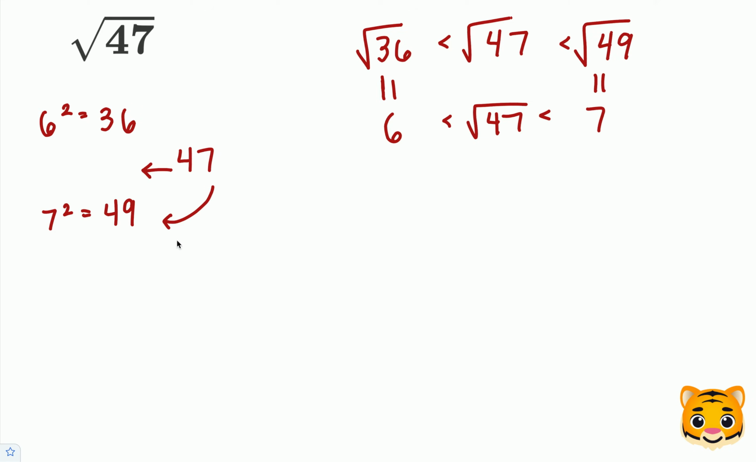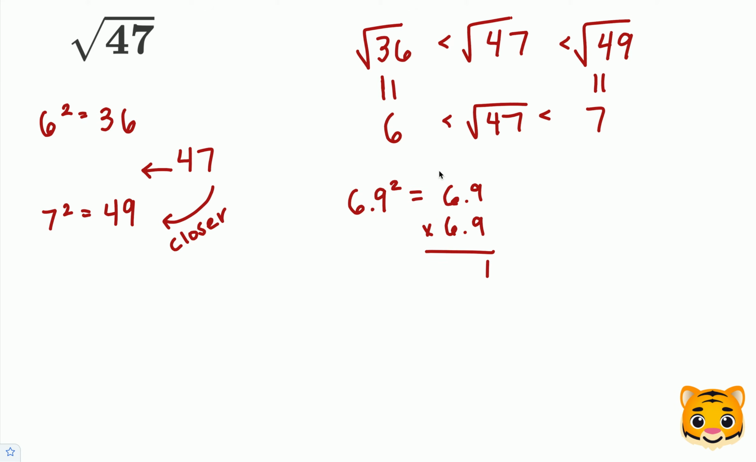However, 47 is a lot closer to 49 than it is to 36. So the square root of 47 will be closer to 7. This means we can try out tenths place decimals closer to 7 and multiply them by themselves to see if we get something around 47. Let's try 6.9 squared, which is 6.9 times 6.9.